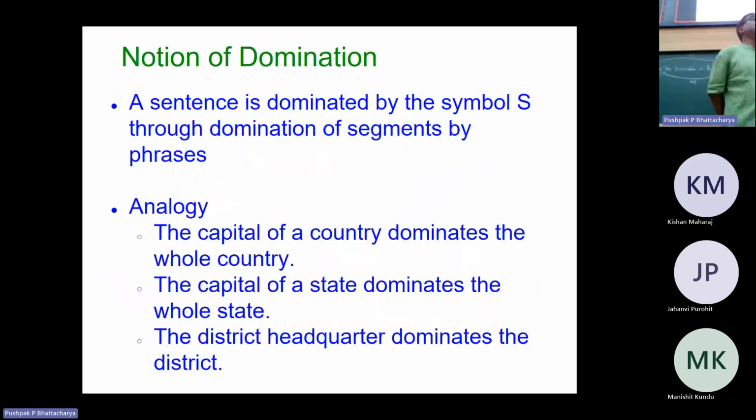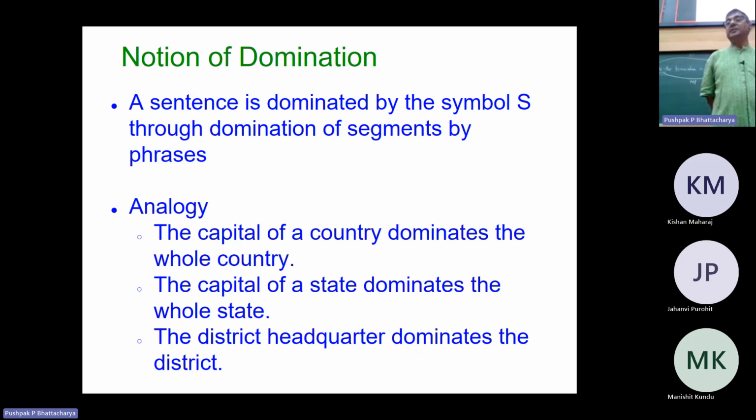There is a phenomenon called domination, okay, which comes from language. Domination also comes from sociology, political science, even natural sciences. The notion of domination. Okay, so let me just read this part first of all. A sentence is dominated by the symbol S through the domination of segments by phrases.